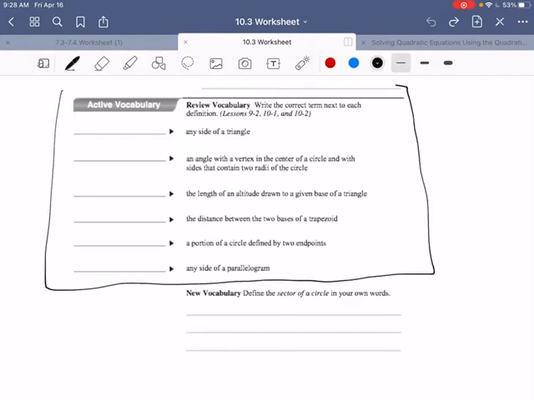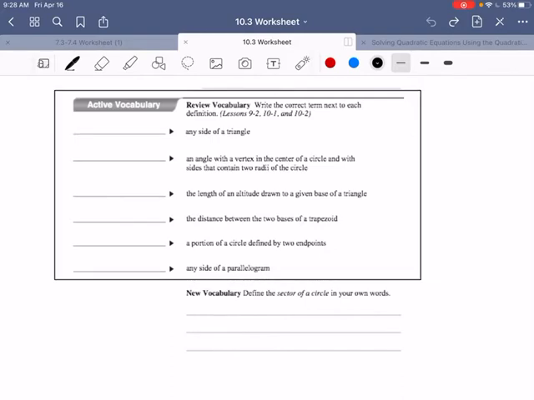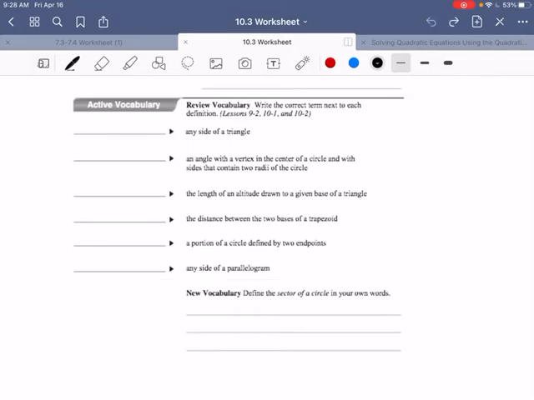This is just kind of what we're talking about in this video today. Some of these things might come up, so you want to be familiar with them. Something like the base of a triangle or the leg, okay? The angle with the vertex in the center of a circle, okay? That's a central angle. Length of an altitude, that would be the height.